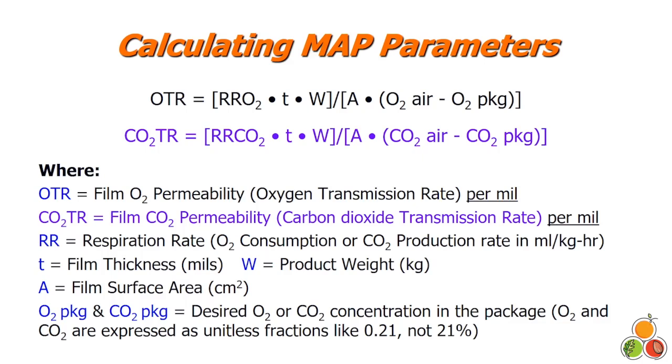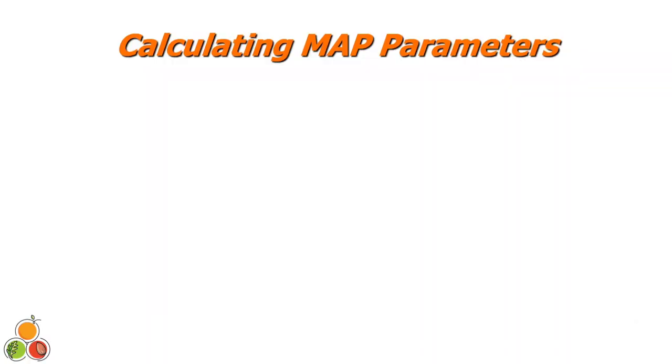You have to designate a film thickness. You have to know the product weight and the surface area for gas exchange that's available in the package. So that's going to have some restrictions. You want a package that's minimal size to contain the amount of product that's inside. So the weight and the surface area are sort of interrelated. And importantly, you have to know what your target oxygen and CO2 concentrations are in the package that you're going to use.